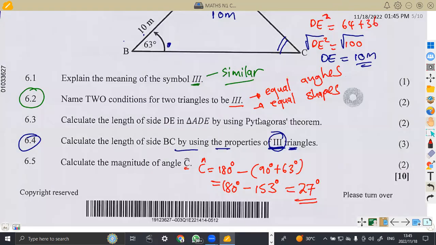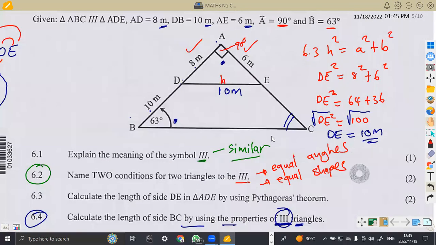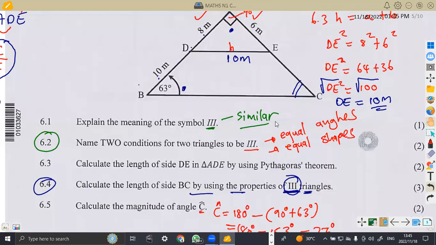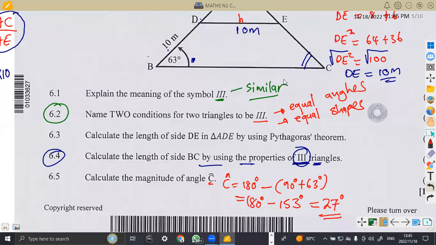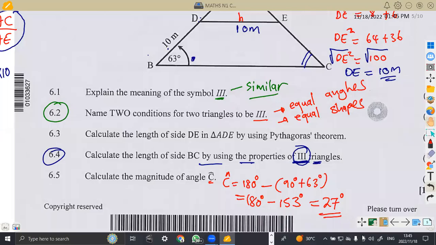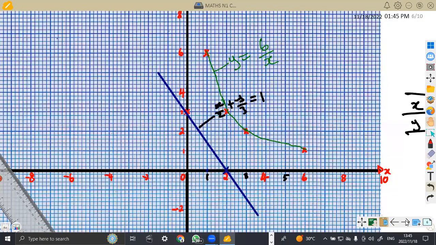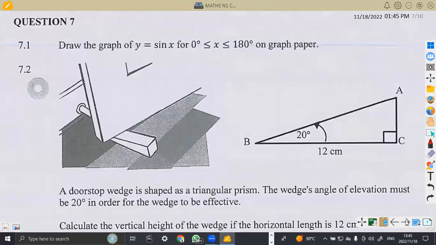So this one, we just use the idea or the application that we know about the angles in a triangle. So guys, some of these questions, we can actually use that advantage from what we know of the properties of a shape. Okay, so let's see the other part of the question, which is question 7.